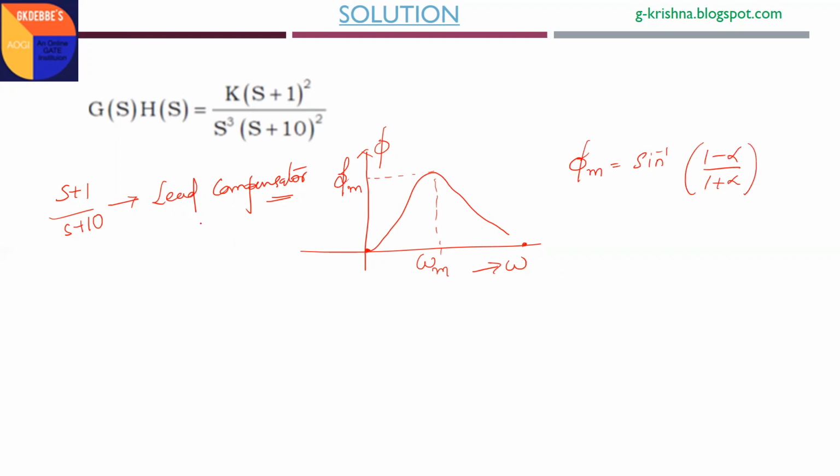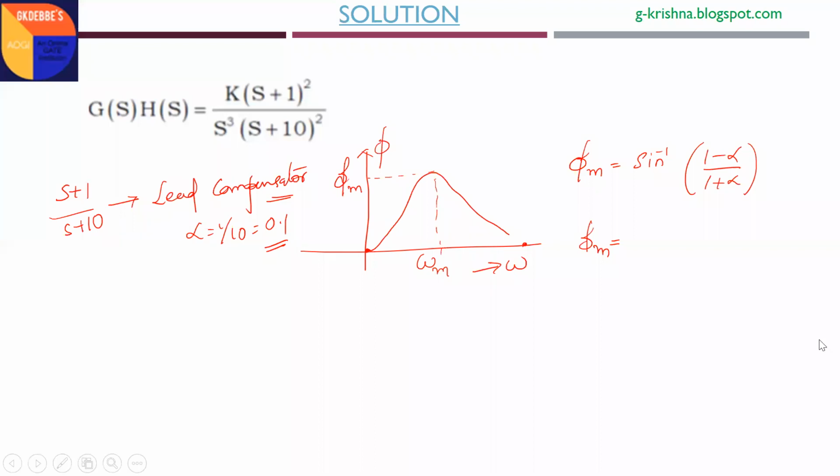For your given question, the alpha value is 1 by 10, or 0.1. When we substitute alpha equals 1 by 10, the maximum phase shift we will be getting is 54.9 degrees, or you can approximate it as 55 degrees.